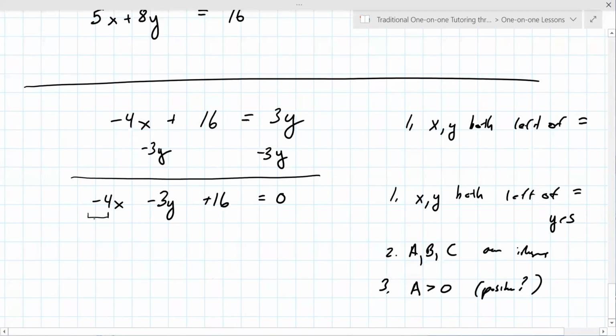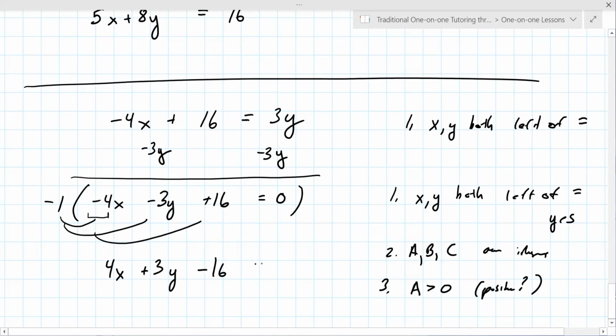So this right here is negative. So how do you change the sign of everything in one of these? What did we do in an earlier problem? We have to multiply everything by negative. And all that does is change the sign. It doesn't change the number, it changes the sign. So it's 4x plus 3y minus 16 equals 0.